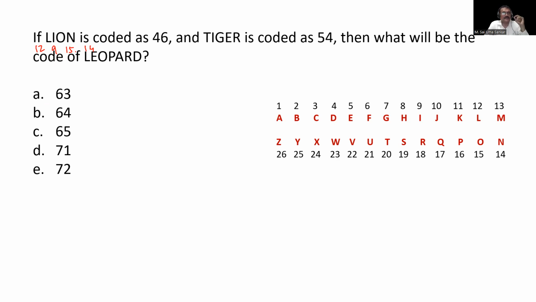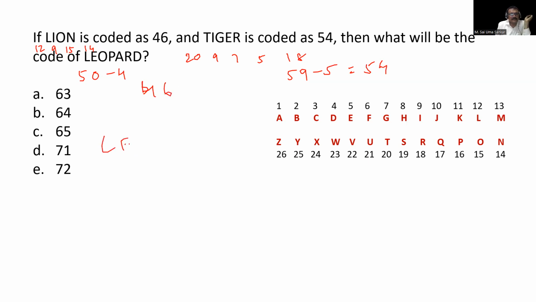Right, so what is the answer? If LION is coded as 46, TIGER is T 20, I 9, G 7, E 5, and R 18. What is the sum? 20, 29, 38, 47 plus 7, 54, plus 5. In this case, this is equal to 59. In this case, 12, 21, 21 plus this is equal to 29. This is equal to 50. Is there any link? Here, how many letters are there? 4. Here, how many letters are there? 5. That's it.